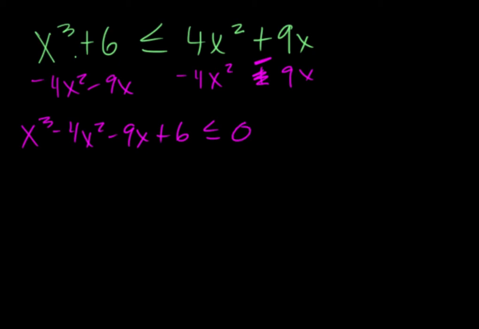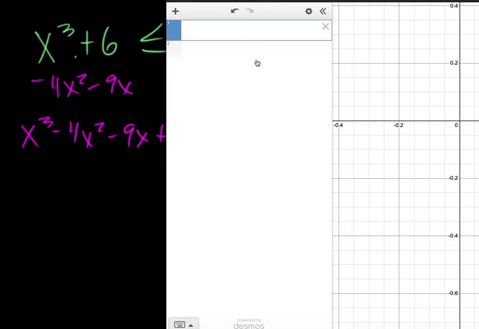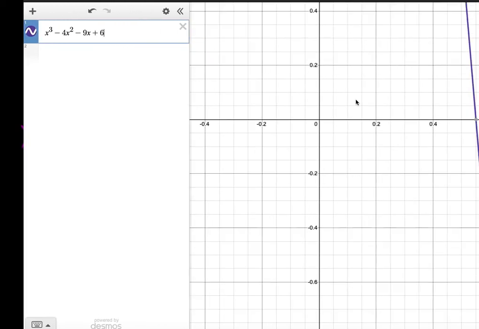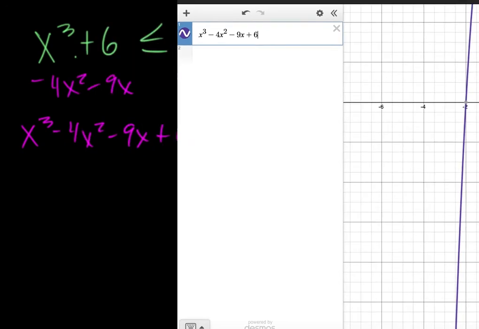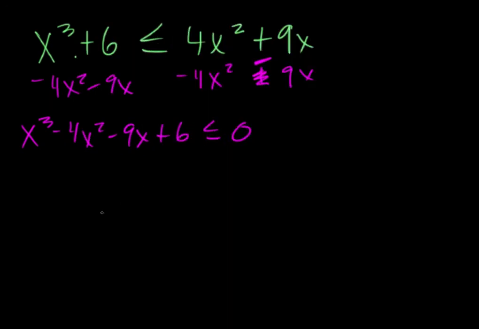Okay. Now, if we graph this, so we've got x cubed minus 4x squared minus 9x plus 6. We do that. Let's see. Okay, we have a root at -2. Okay, so that creates the factor x plus 2.